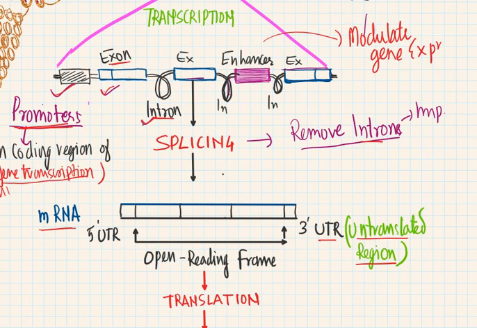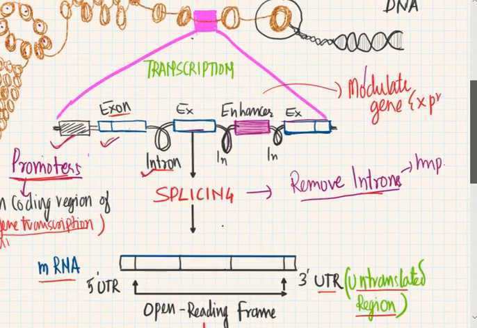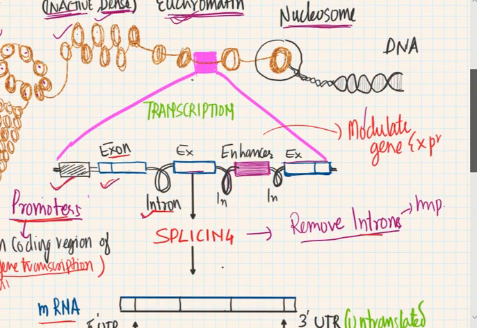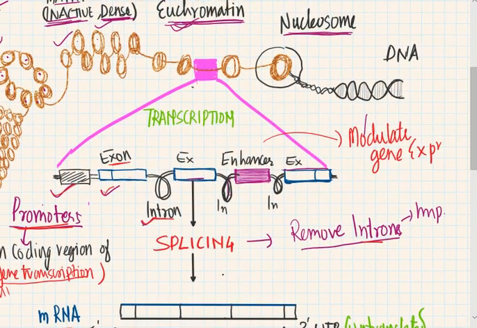But when transcription occurs, the entire gene gets copied into pre-mRNA. See this transcription. During this transcription, the entire gene is copied, and you can label it as pre-mRNA.